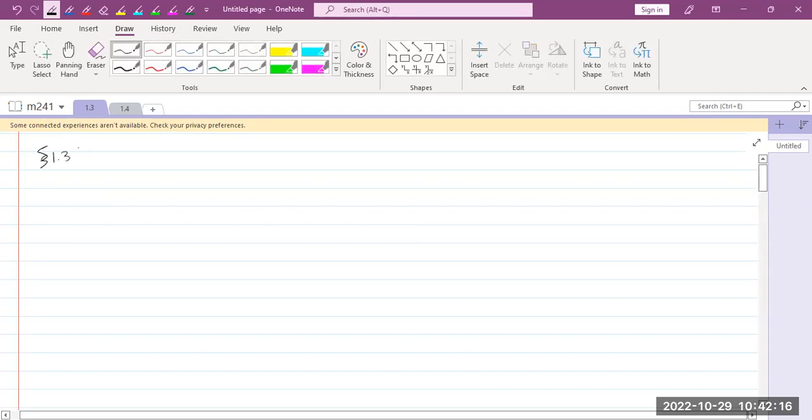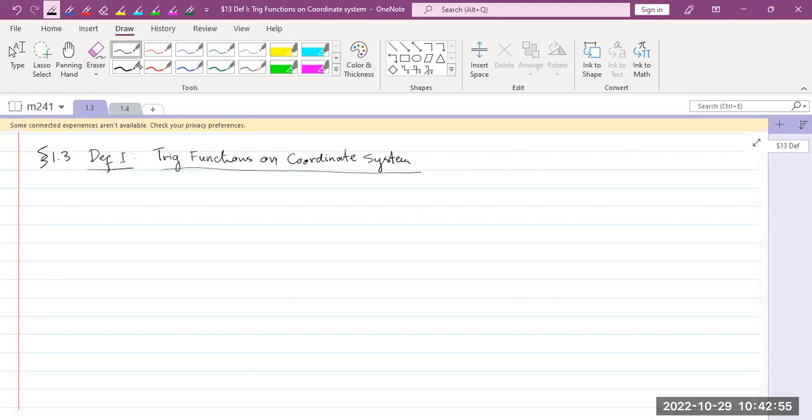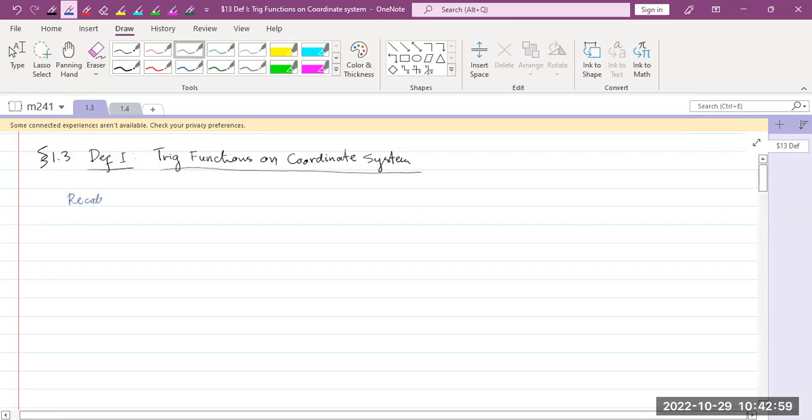This is definition 1: trig functions on coordinate system. I know it could be a bit confusing, but in section 2.1 we actually did definition 2 first. Let's review a little bit. Recall that in section 2.1, we have definition 2. Our textbook starts with definition 1 and then goes on with definition 2.